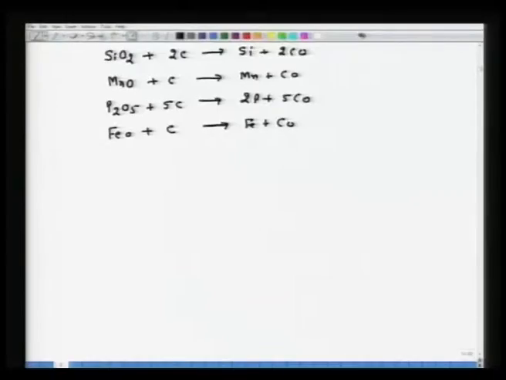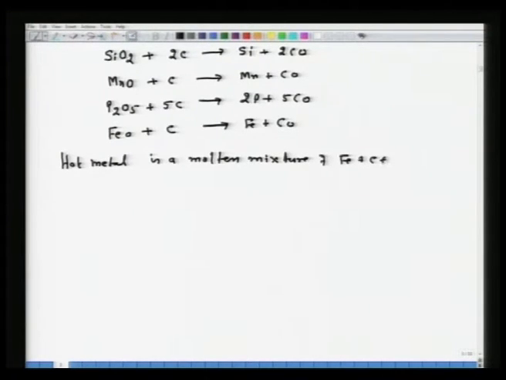iron gets melted and it absorbs silicon, manganese, phosphorus and sulfur, and thereby the formation of hot metal takes place and hot metal trickles down. So, hot metal is a molten mixture of iron plus carbon plus silicon plus manganese plus phosphorus plus sulfur. Carbon is also absorbed because carbon is present over there.